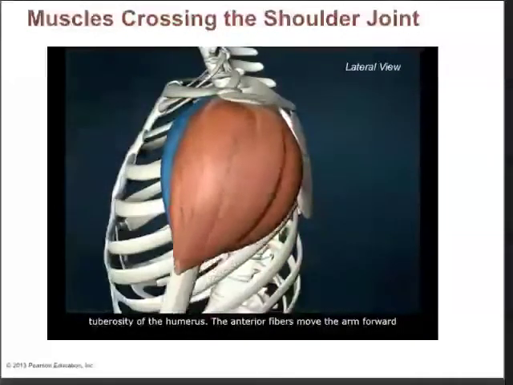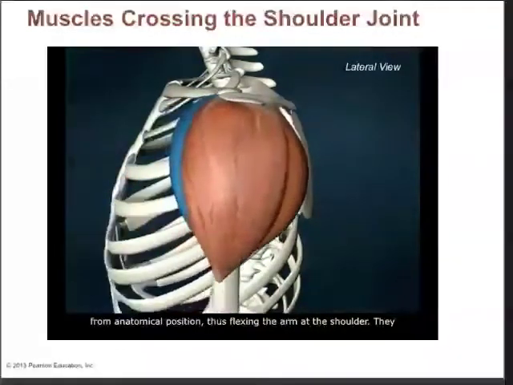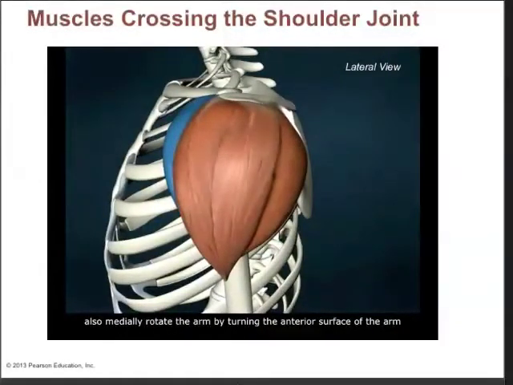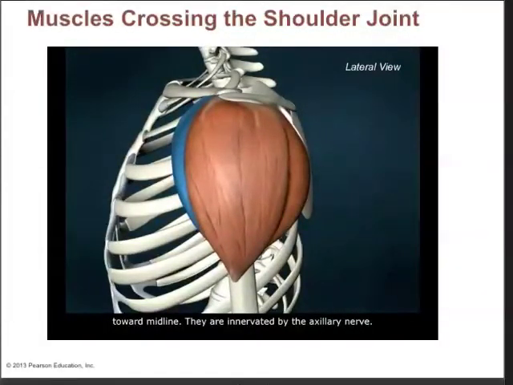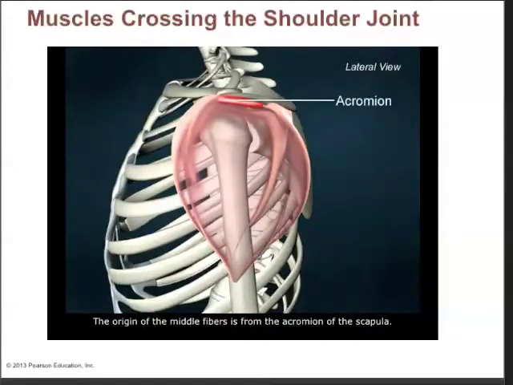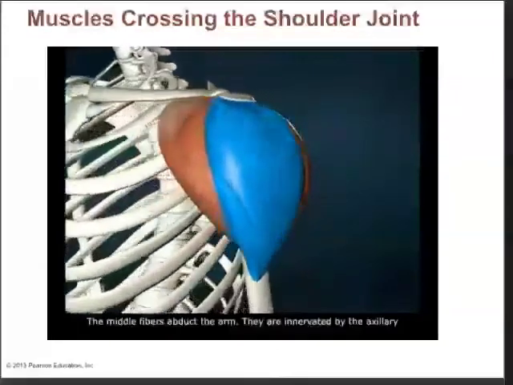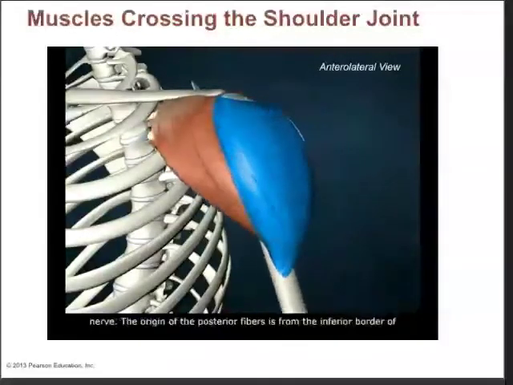The anterior fibers move the arm forward from anatomical position, thus flexing the arm at the shoulder. They also medially rotate the arm by turning the anterior surface of the arm toward midline. They are innervated by the axillary nerve. The origin of the middle fibers is from the acromion of the scapula. The insertion is to the deltoid tuberosity of the humerus. The middle fibers abduct the arm. They are innervated by the axillary nerve.